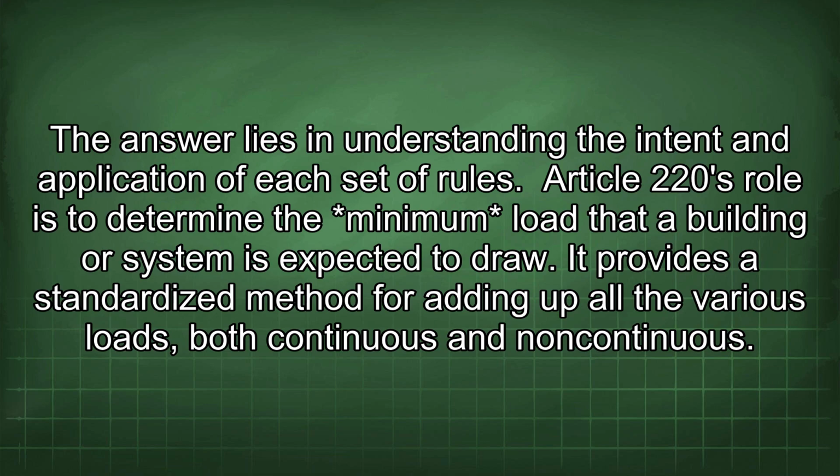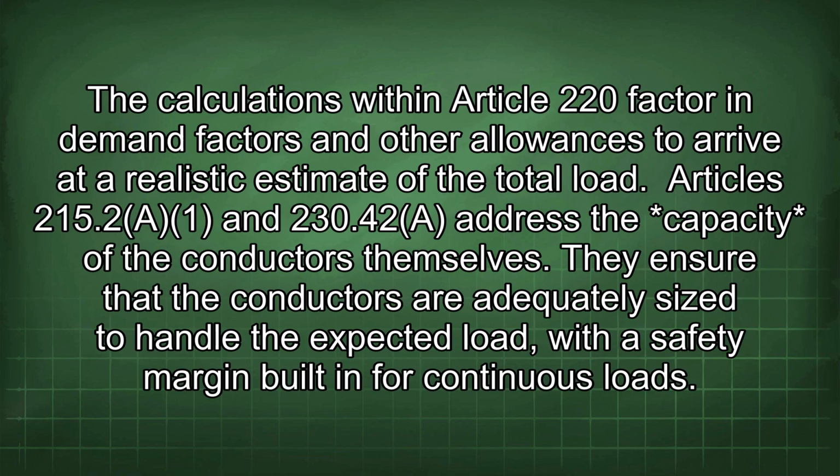Article 220's role is to determine the minimum load that a building or system is expected to draw. It provides a standardized method for adding up all the various loads, both continuous and non-continuous. The calculations within Article 220 factor in demand factors and other allowances to arrive at a realistic estimate of the total load. Articles 215.2(A) and 230.42 address the capacity of the conductors themselves.